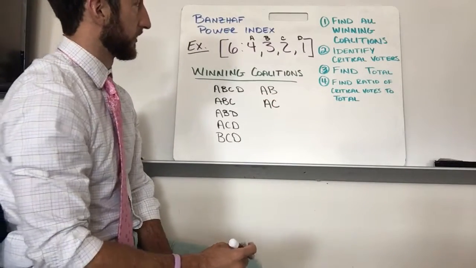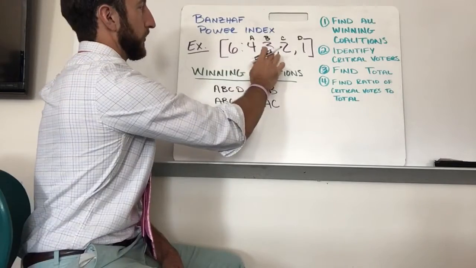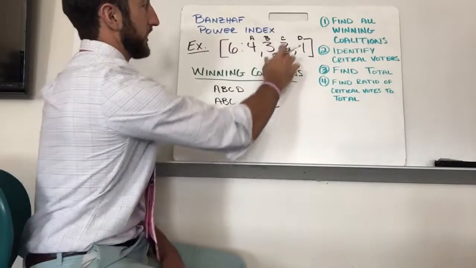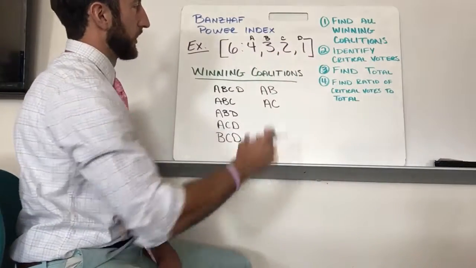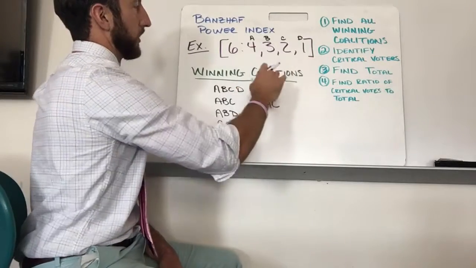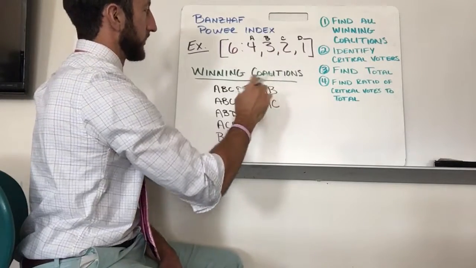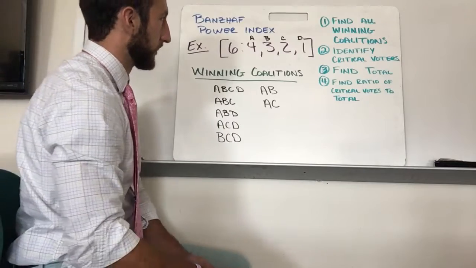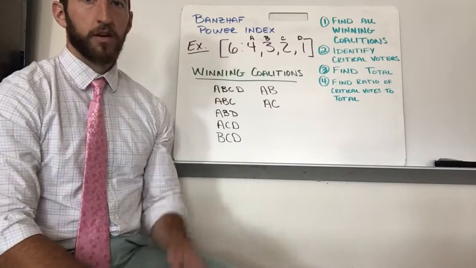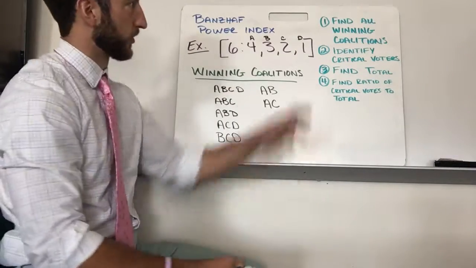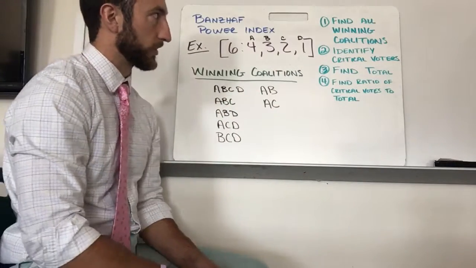And I think that's it for the groups of 2. So if I did B and C, that's only 5. C and D is only 3. 4 and 1, that doesn't work. So A and C and A and B, but no B, C. Yep, so that's it. So those are all of our winning coalitions. So that's step number 1. We listed all of our winning coalitions.